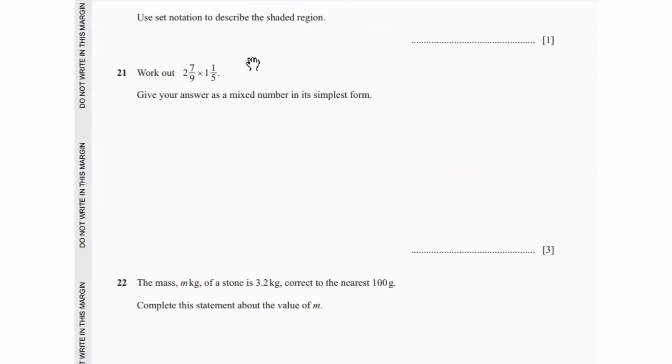Then work out 2 whole number 7 over 9 times 1 whole number 1 over 5. So when you're multiplying mixed numbers, first step is to convert the mixed numbers into improper fractions. To do that, we multiply the denominator by the whole number, then add the result to the numerator. So 9 times 2 is 18. 18 plus 7 is 25. So now the numerator is 25, denominator remains the same. Similarly, 5 times 1 is 5. 5 plus 1 is 6. So it's 6 over 5.